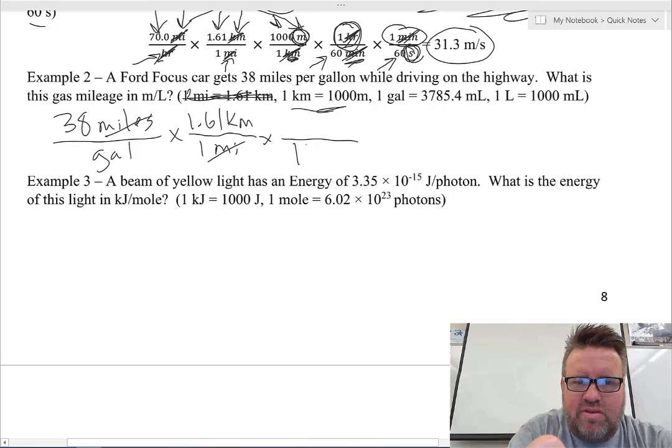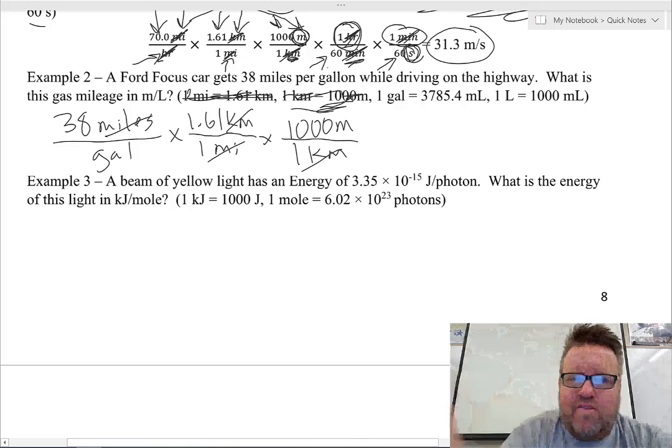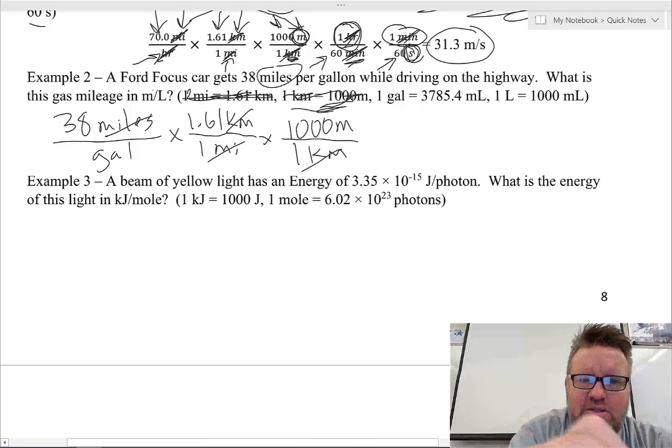So next conversion, 1 kilometer on the bottom equals 1,000 meters. Kilometers cancel. And now I've used that conversion, and now I've done the top part. I've converted miles to meters.